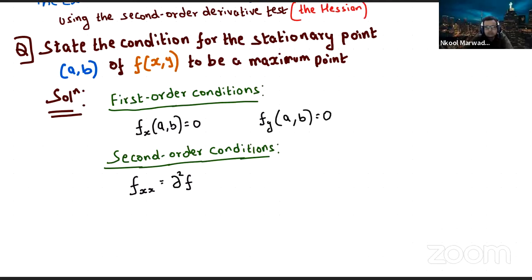So this is the double derivative of the function with respect to x, and we are already aware of this notation fxx. It means double derivative of the function with respect to x. Then we have fyy. This is the double derivative of the function with respect to y.